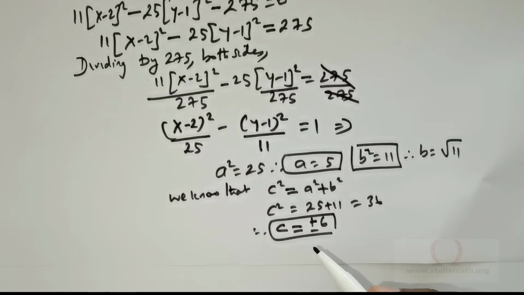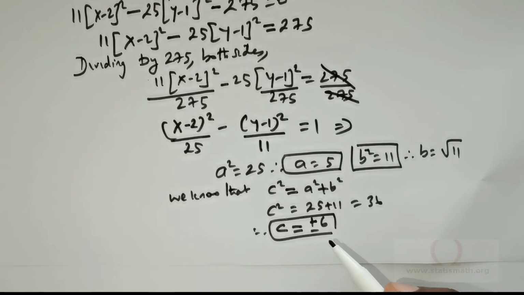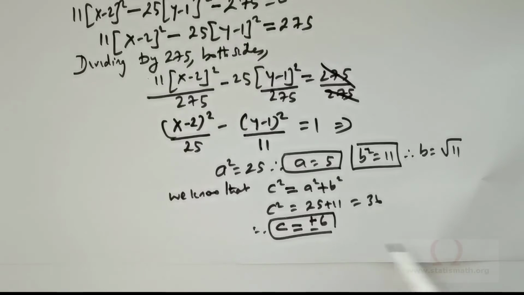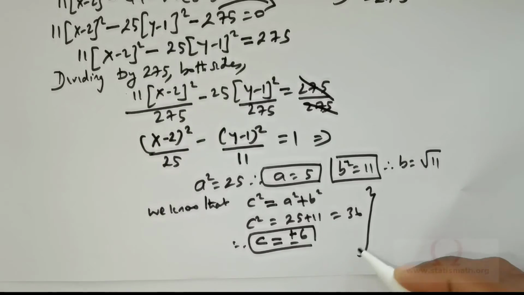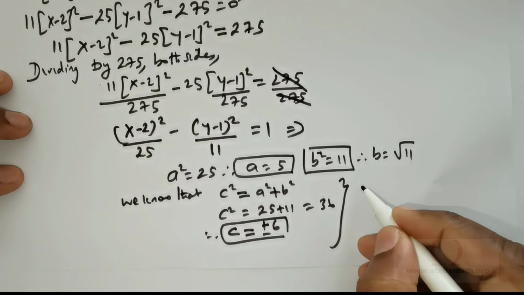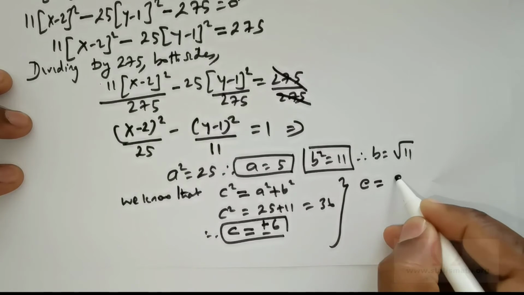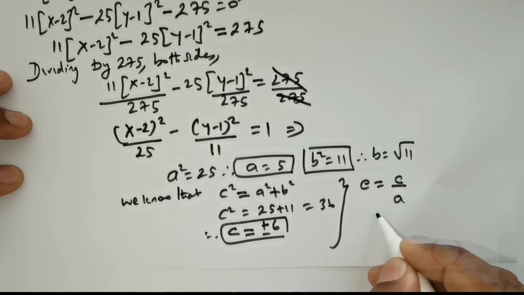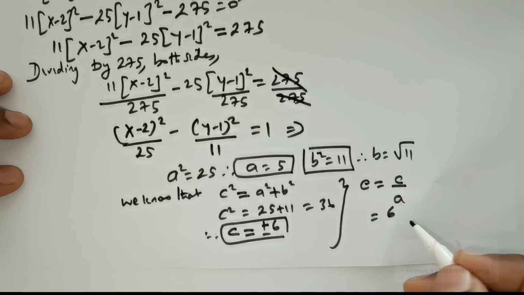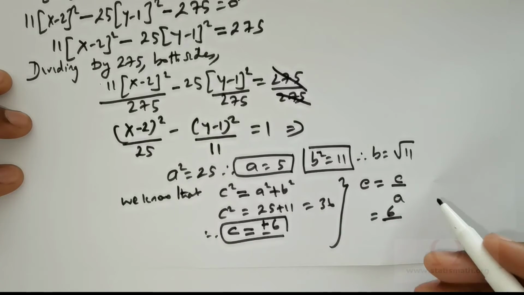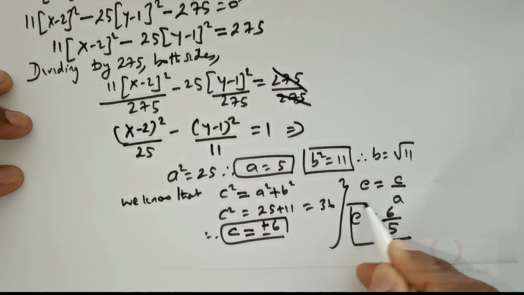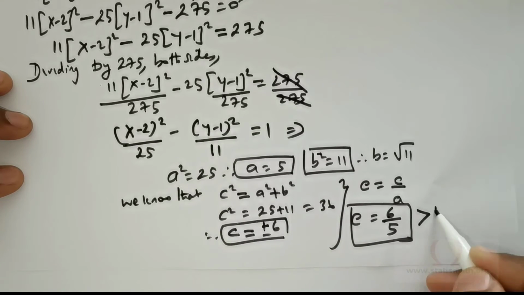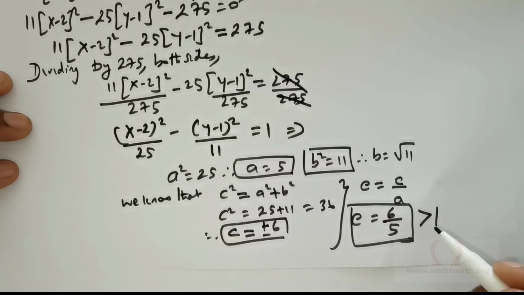Now, we need to obtain the eccentricity. The eccentricity has a relationship. There is a formula: e is equal to c divided by a. So my c is 6, my a is 5. So this is the value of the eccentricity, which is clearly greater than 1 for the hyperbola.